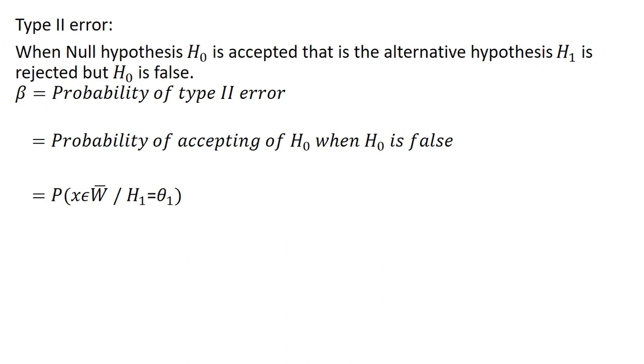What is type 2 error? Type 2 error is when null hypothesis H0 is accepted, that is, the alternative hypothesis H1 is rejected, but H0 is false. Beta is defined as type 2 error, the probability of accepting H0, that is, the area outside the critical region. Probability of accepting H0 when H0 is false. That means probability x belongs to W complement, all the points should not be in the critical region, they will be outside the critical region. X belongs to W bar when H1 is theta 1, that means the alternative hypothesis is true.